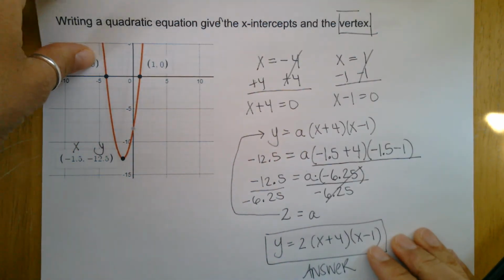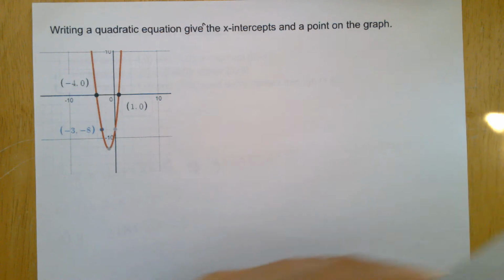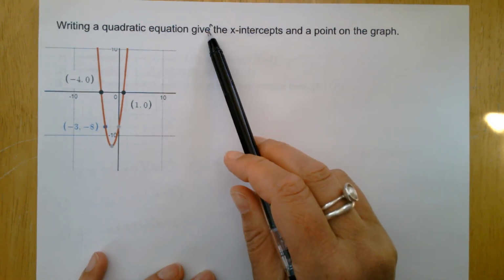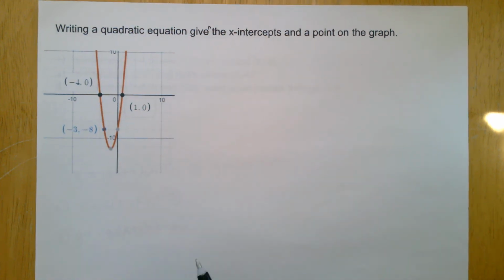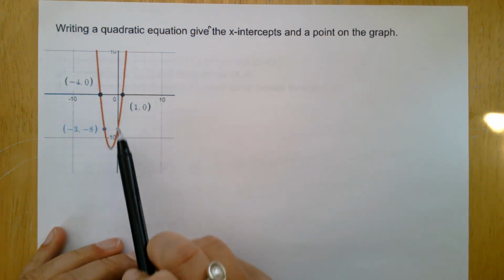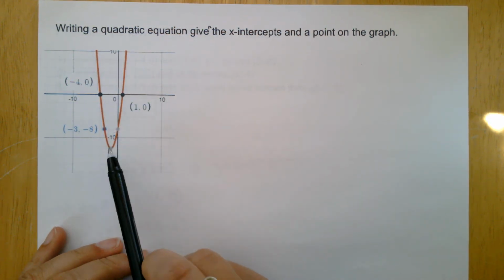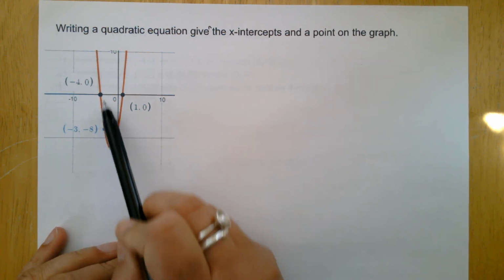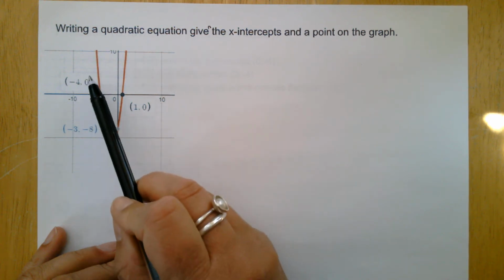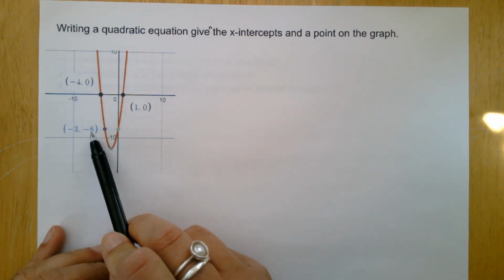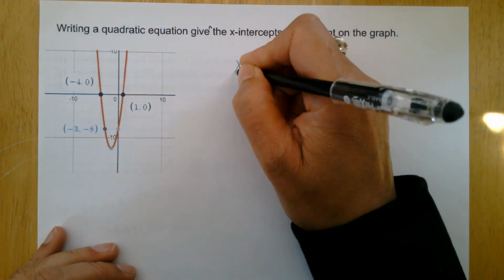And that brings us to our last example. Our last example is writing the quadratic equation, given the x-intercepts and a point on the graph. So now, here are our two x-intercepts. Instead of the y-intercept, instead of the vertex, because you might not be given those, you can be given a random point, but it has to be on this curve. The random point that they gave us here was -3, -8. So let's go through our steps.